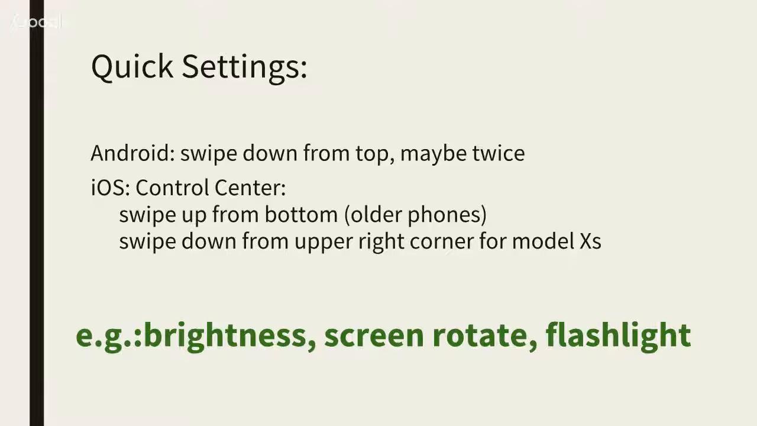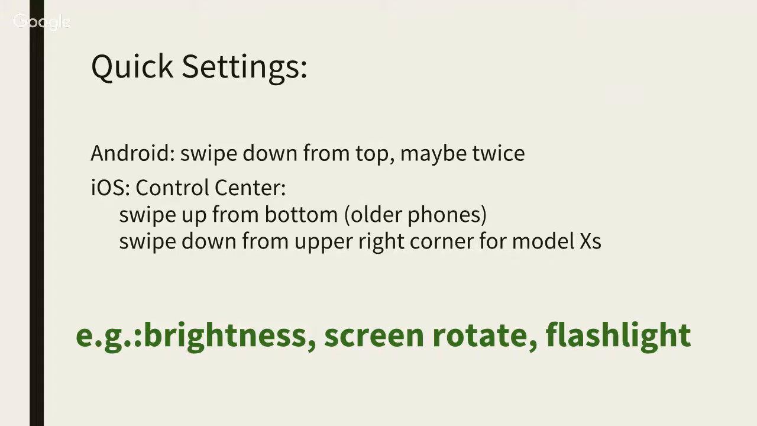Quick settings are really good to know about. They are for things that you just need to turn on right now and maybe turn off. On the Android, you swipe down from the top, and as Jim mentioned, maybe twice or with 2 fingers, and you will see the quick settings right there. You don't have to tap on the gear to get them.